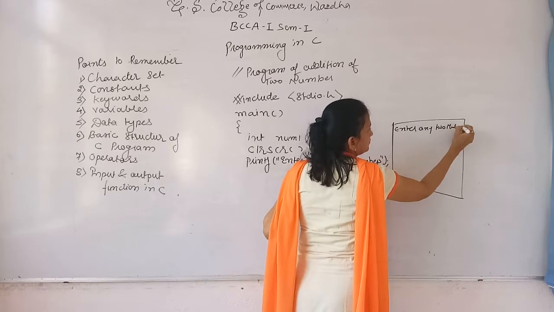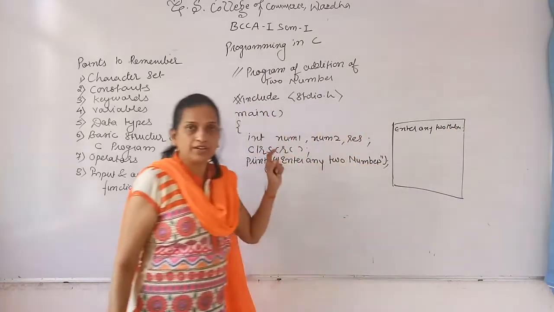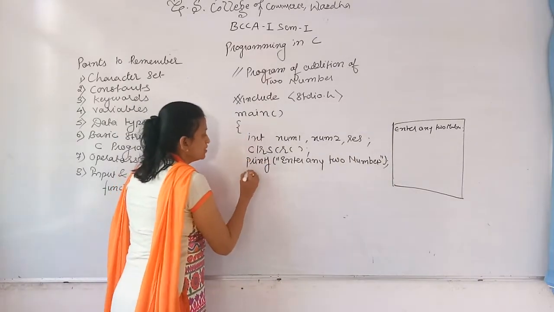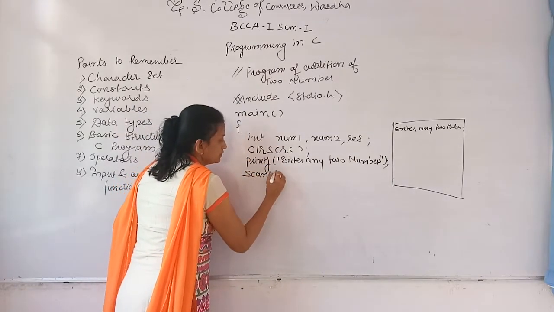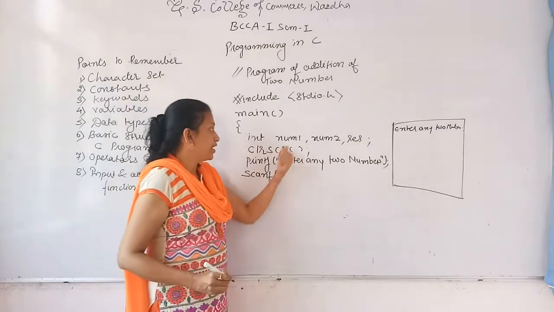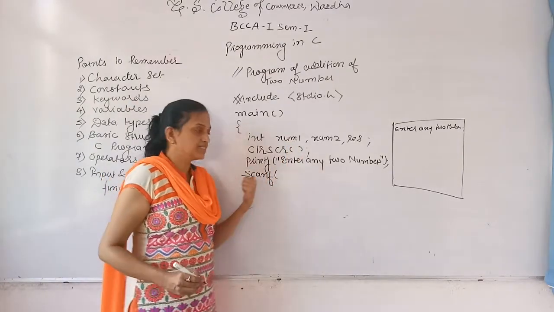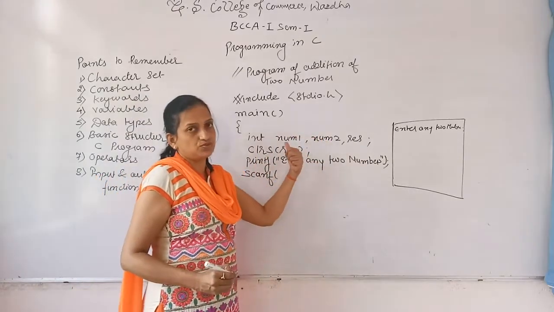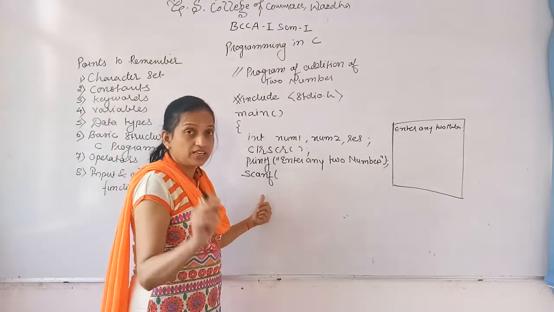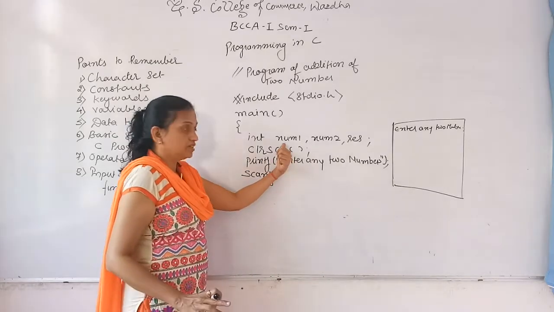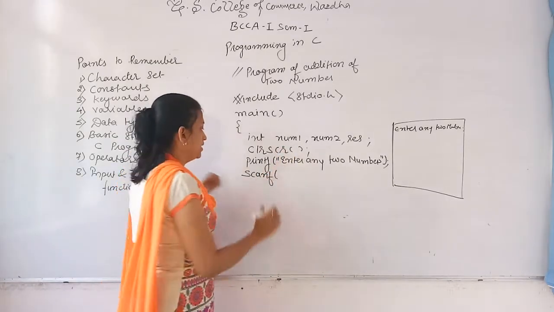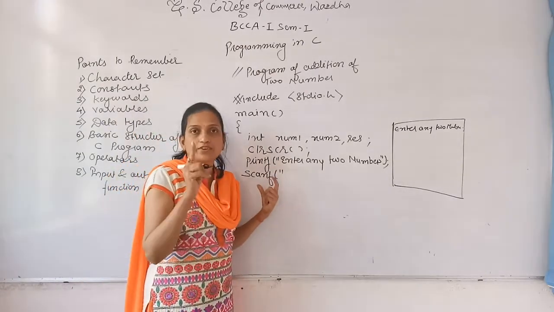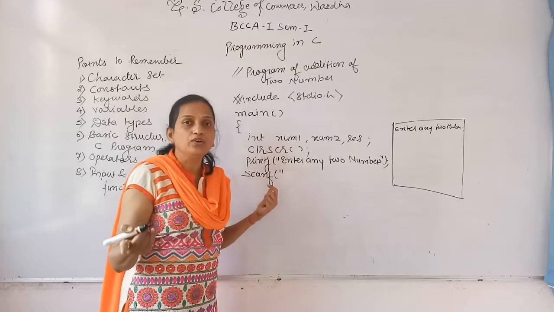Okay, and here you need to enter the two numbers. Okay, so we are initializing the value by using scanf function, which is an input function, which actually reads the value for the variable. Okay, so the syntax of scanf we all know, that is first is control string and then variable.